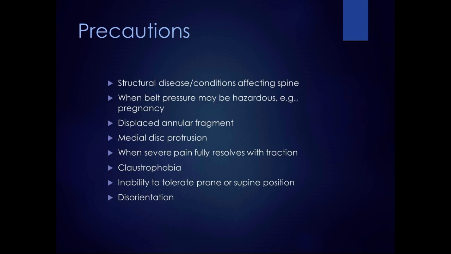Precautions, structural diseases or conditions affecting the spine. So osteoporosis, it's a structural disease. However, you might have someone where it works for them, it's the right thing. If the belt pressure is an issue, like if somebody has an incision scar, or if they're pregnant, it might not be their thing. A displaced annular fragment, because you don't know where that thing's going to go. A medial disc protrusion, because you're probably not going to get the effects that you want.